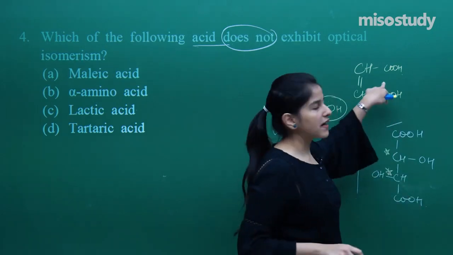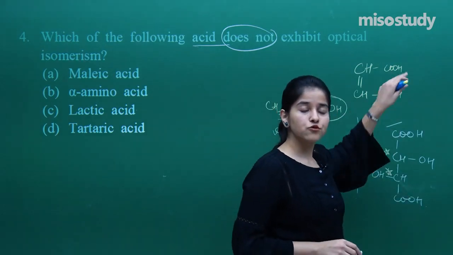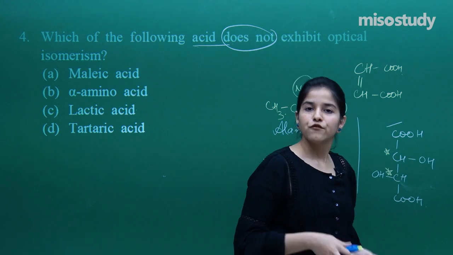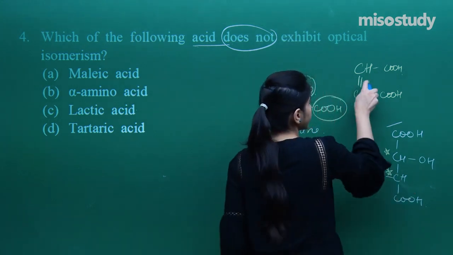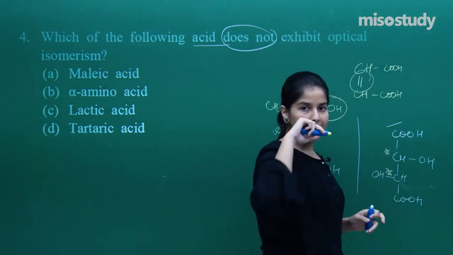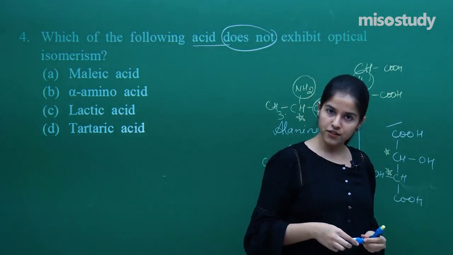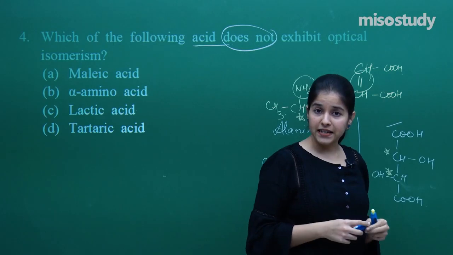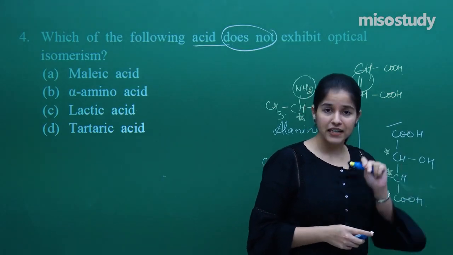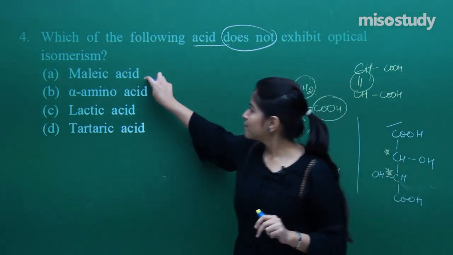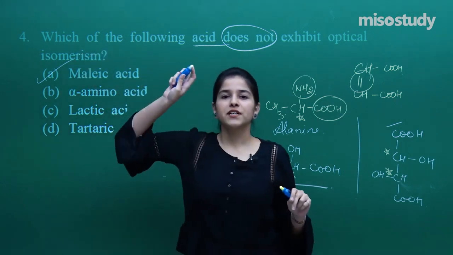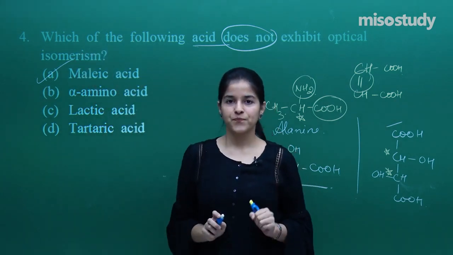What I am left with is malic. Why is malic not showing any optical activity? First and foremost thing, what you see over here is a double bond. I cannot decide the chirality of this compound due to this, right? So there is no chiral center present over here, thereby making malic acid not showing optical activity and the correct answer. Clear?